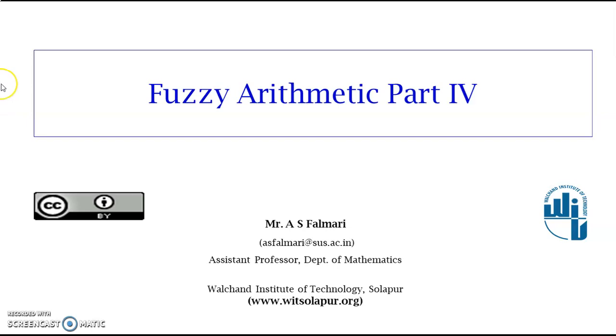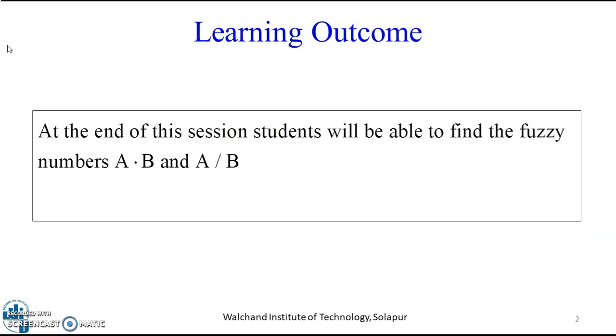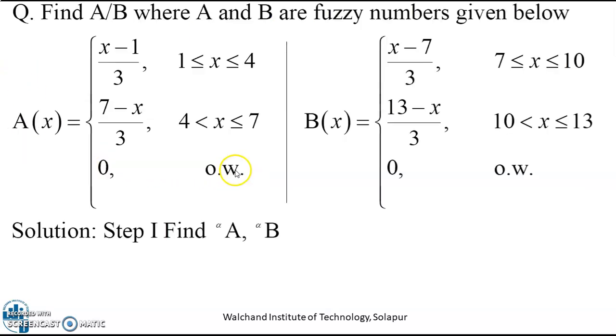In the last video, we discussed the working rule of finding the product and division of any two fuzzy numbers, and also considered one example for finding the product of fuzzy numbers. In this video, we will consider the example of finding the division of fuzzy numbers. Learning outcome: at the end of this session, students will be able to find the fuzzy numbers A times B and A divided by B.